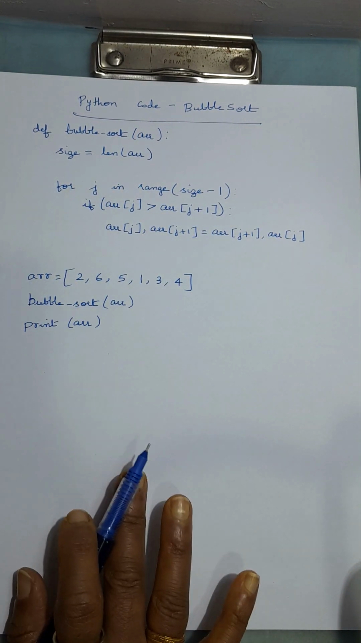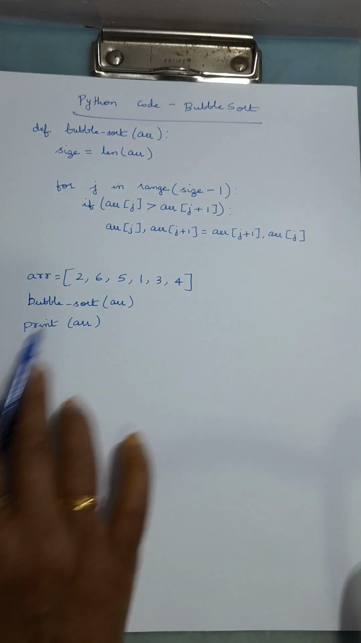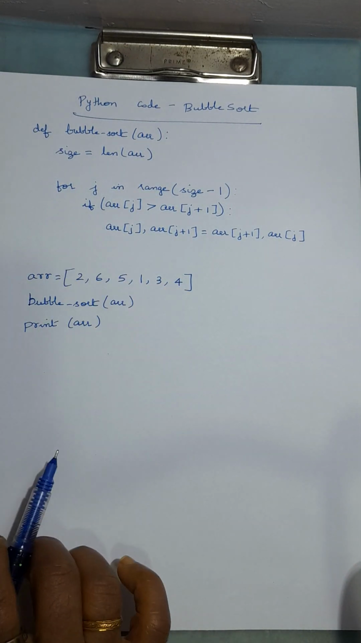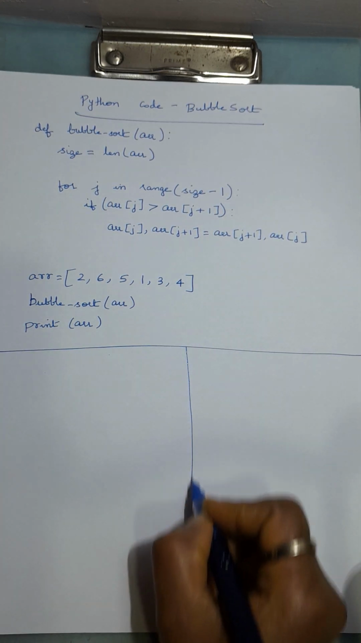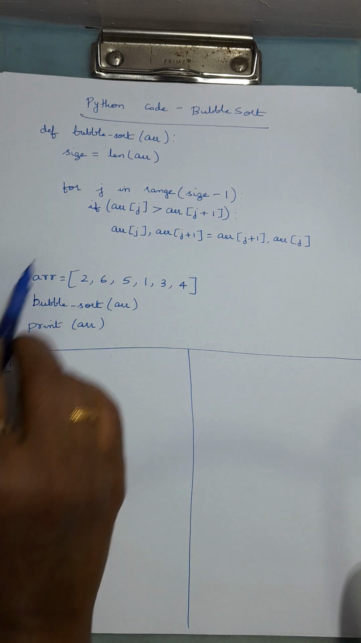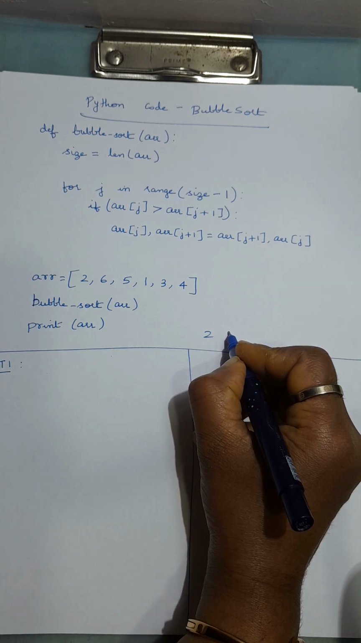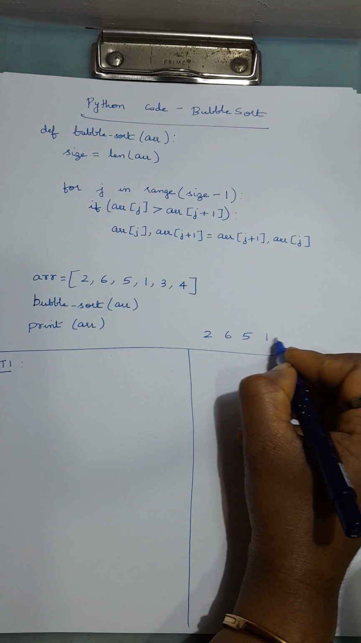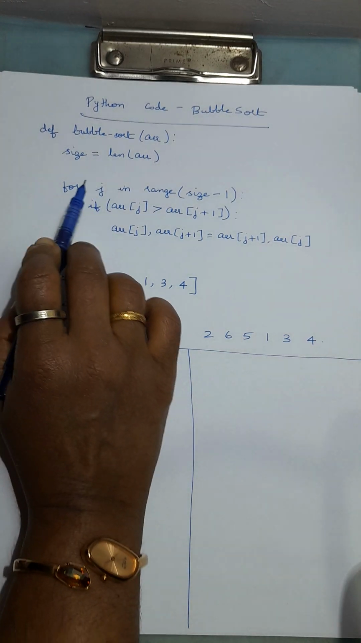So let me trace the code and then I'll continue. The code is still not finished yet. Let me trace the code and teach you how to proceed with the remaining steps. Okay, trace 1. Array elements are, I'll write here, 2, 6, 5, 1, 3 and 4. Right? Now, it will come here.